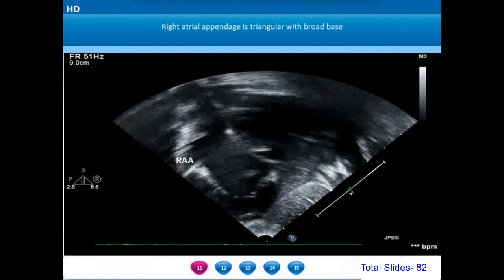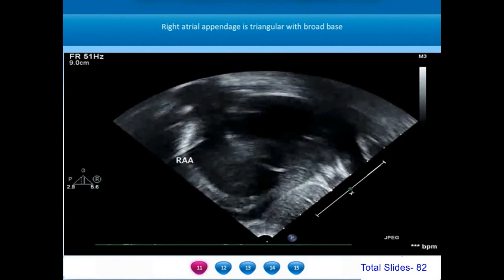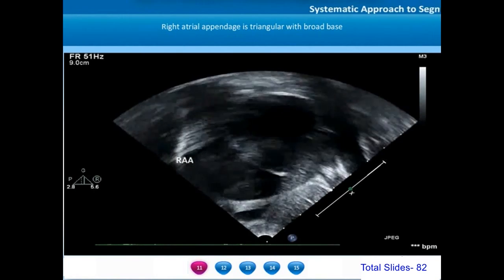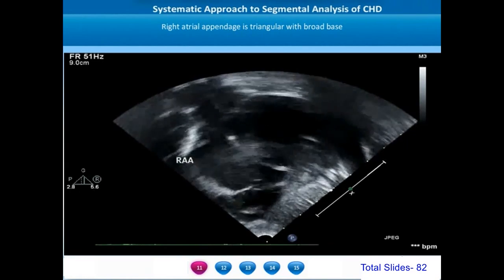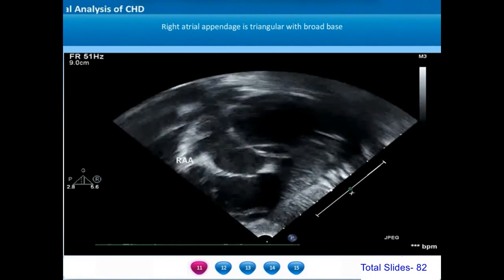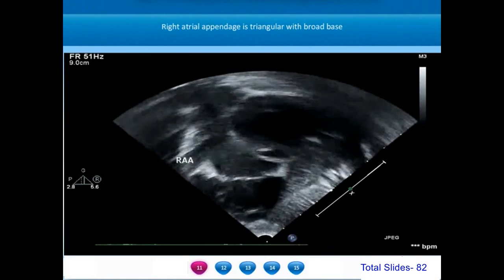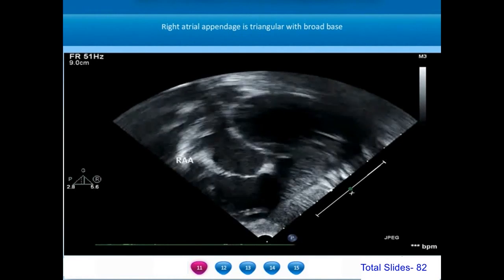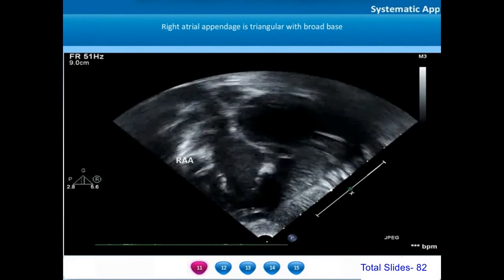On this subxiphoid short axis view, we can appreciate the superior vena cava entering the right atrium. Immediately below the superior vena cava atrial junction, a large triangular appendage is seen protruding anteriorly. This is the right atrial appendage. The right atrial appendage is broad-based and is triangular in shape.